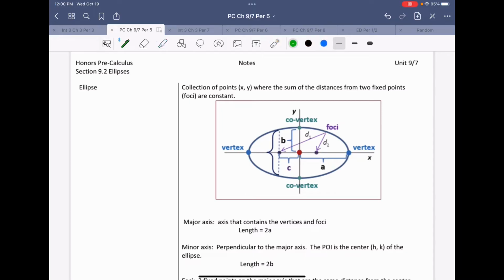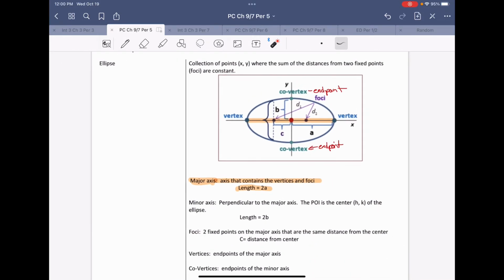So one thing you need to know, that our book calls co-vertex, or the co-vertices end points. Co-vertex is an end point. Whereas vertex is actually a vertex. And notice vertex is on the major axis. So I'm going to label or highlight the major axis orange. It's the axis that contains the vertices and the foci. And the length of the major axes is 2a. Because you go a to the right, a to the left, a plus a gives you 2a.